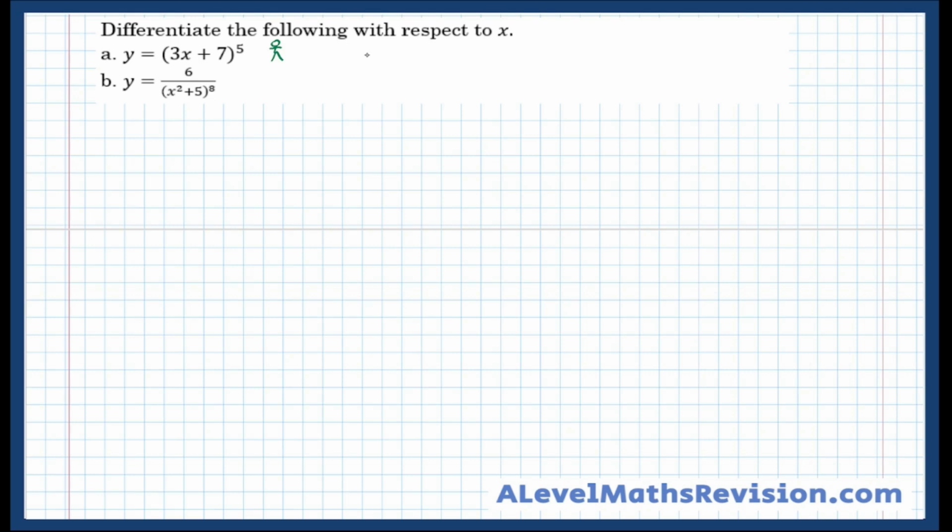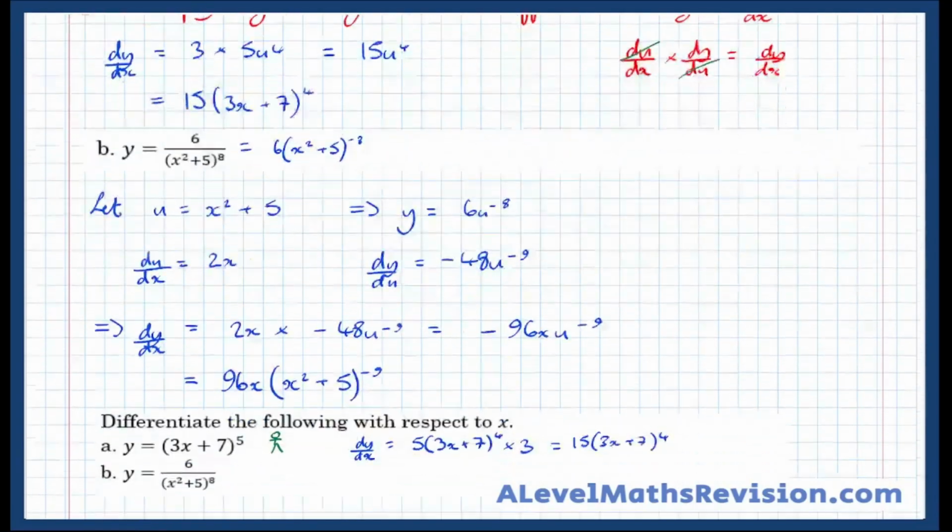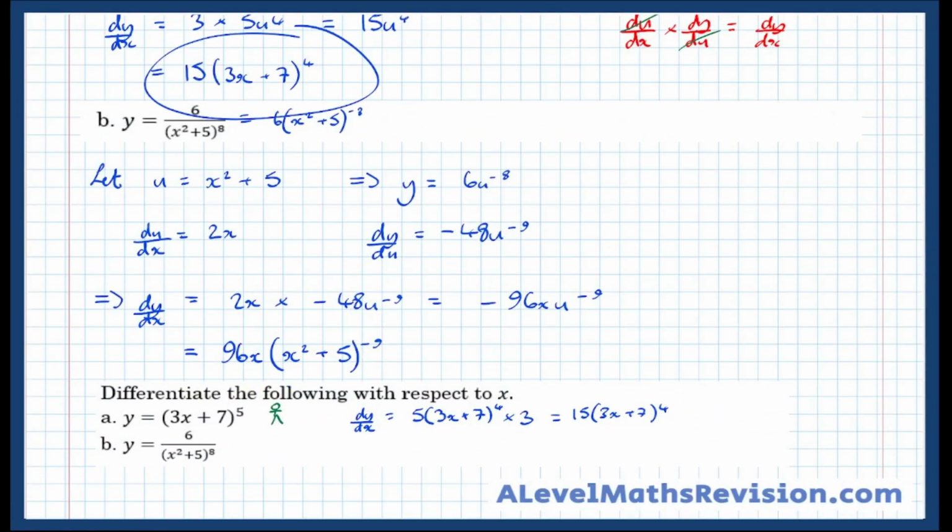So dy by dx becomes 5 bracket to the power of 4. Then he looks in the bracket, sees that it was 3x plus 7. Then multiplies by the differential of what's in the bracket, which in this case is 3, which is equal to 15(3x plus 7) to the power of 4, which is exactly the same answer that we got there. Here it is here.